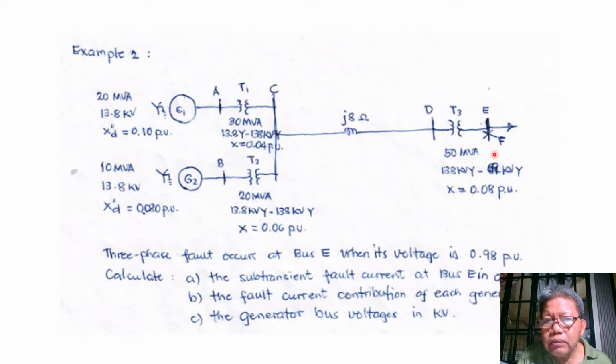The three-phase fault occurs at bus E when the voltage at bus E is equal to 0.98 per unit, meaning it is 0.98 times 69 kV, so that's the actual value of the voltage at bus E where the fault, represented by F, occurs. So we have to calculate the sub-transient fault current at bus E.